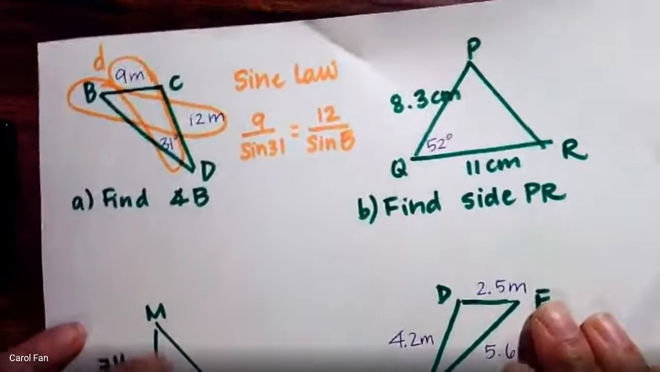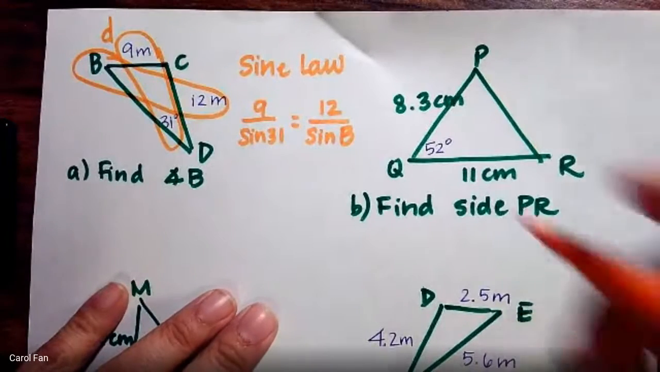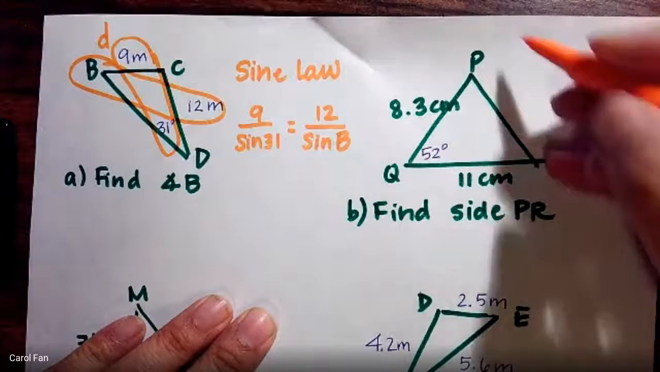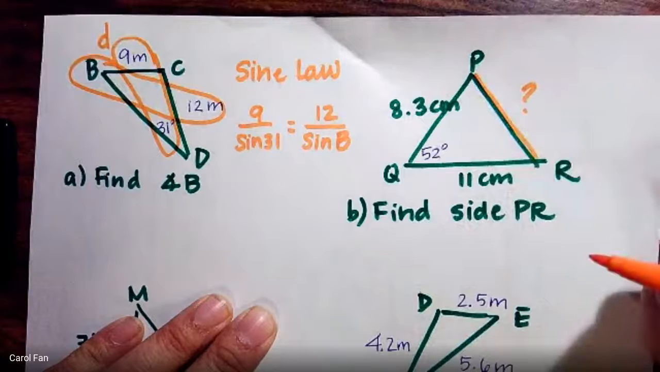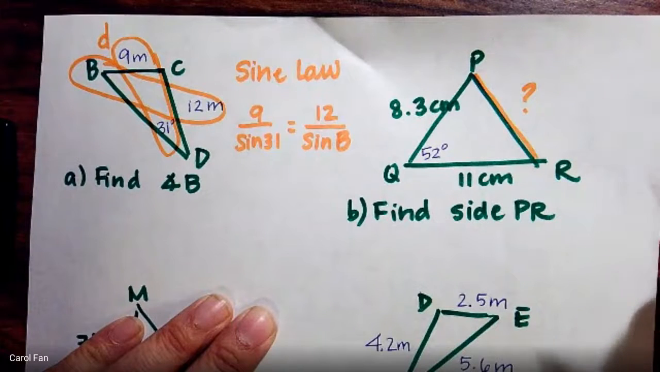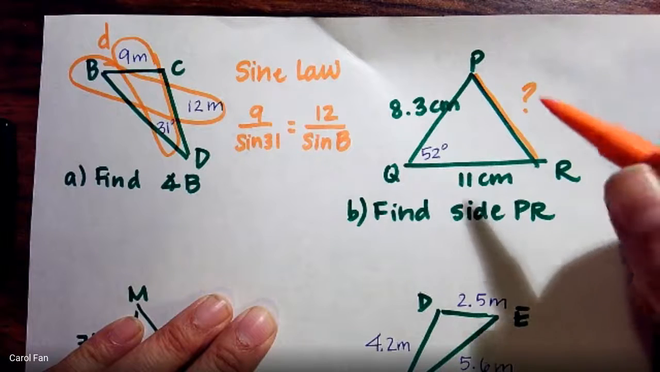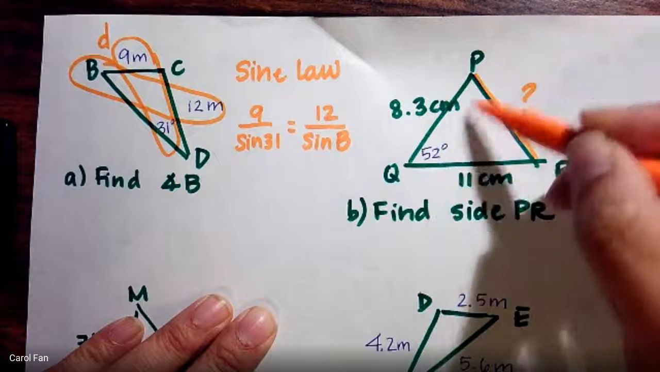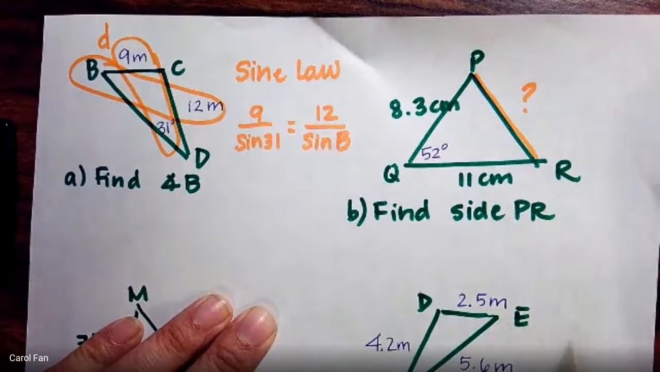Now our second question, we are looking for side PR. So PR is this side here. Does it have any complete side angle pair? I do not, and I'm not able to find any other angles. So I need to consider if this is going to be the cosine law.